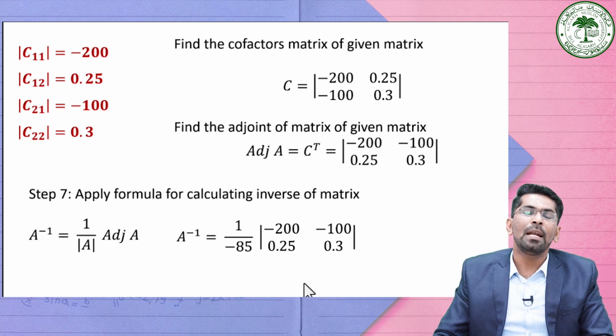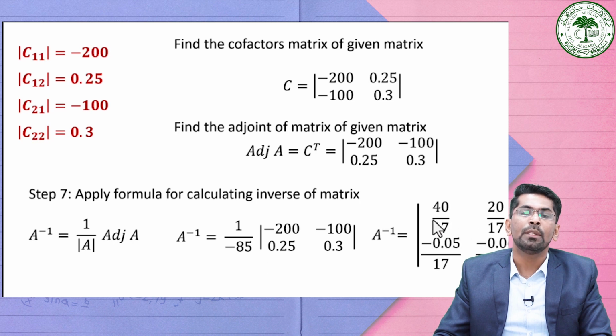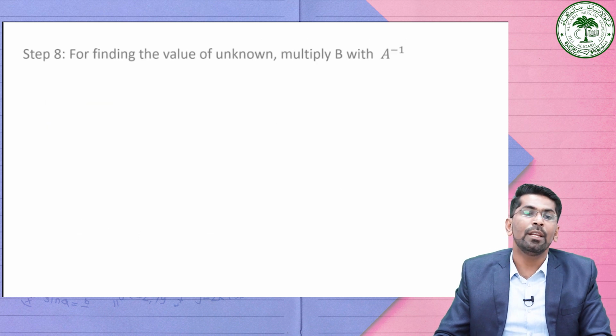So if you multiply 1 by minus 85 with each and every element of the given matrix, it will become, see, minus 200 divided by minus 85, which, simplifying, becomes 40 divided by 17. Then minus 100 divided by minus 85 is equal to 20 divided by 17. Then similarly, we have 0.25 divided by minus 85, which will become minus 0.05 divided by 17, then 0.3 divided by minus 85, which is equal to minus 0.06 divided by 17. So this is the inverse of the matrix.